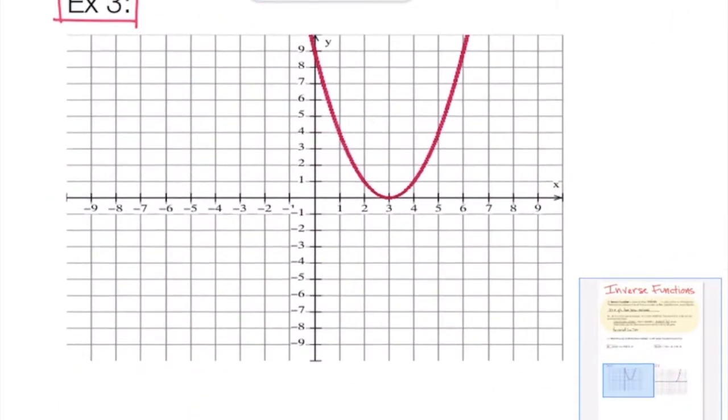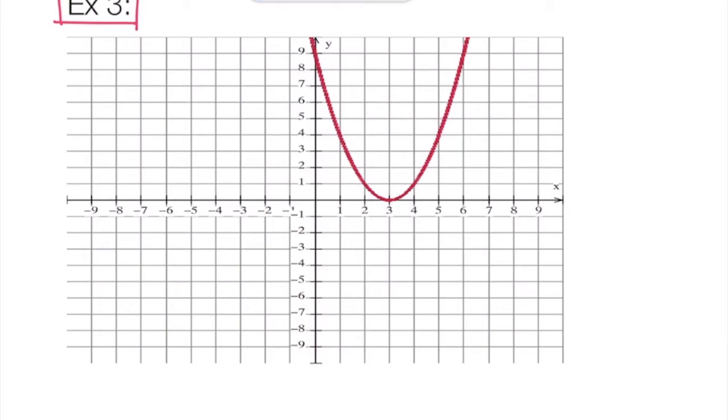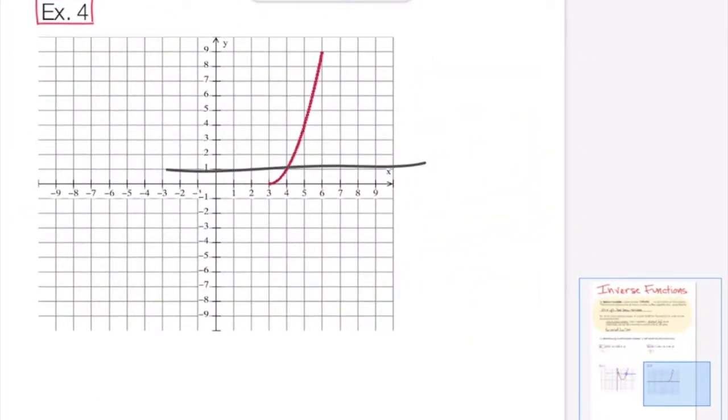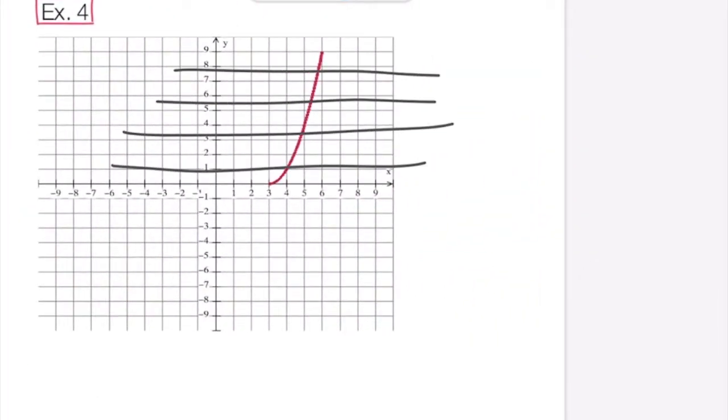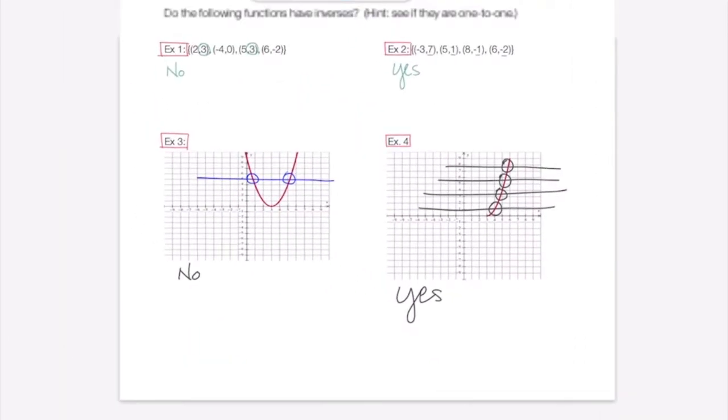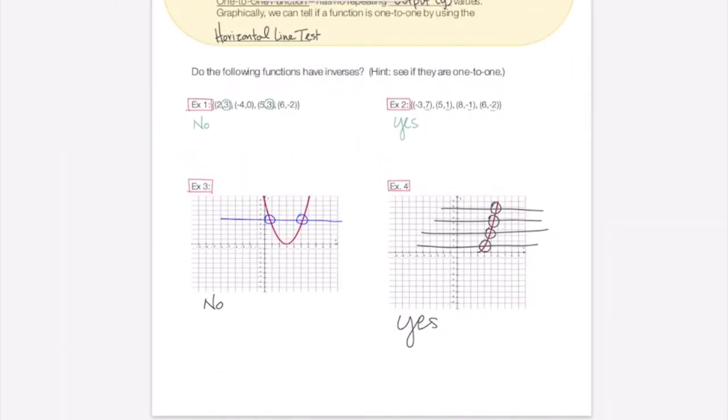For example 3, remember, it's the opposite of just identifying functions. Instead of doing a vertical line test, we would do a horizontal line test and look for a place on the graph where that horizontal line crosses more than once. We have an example of that happening there. So this function does not have an inverse because it is not one-to-one. And finally, notice no matter where we draw a horizontal line on this graph, the horizontal line only crosses in one place. So because of that, we would say that this function is one-to-one, and then we could do the inverse of it.